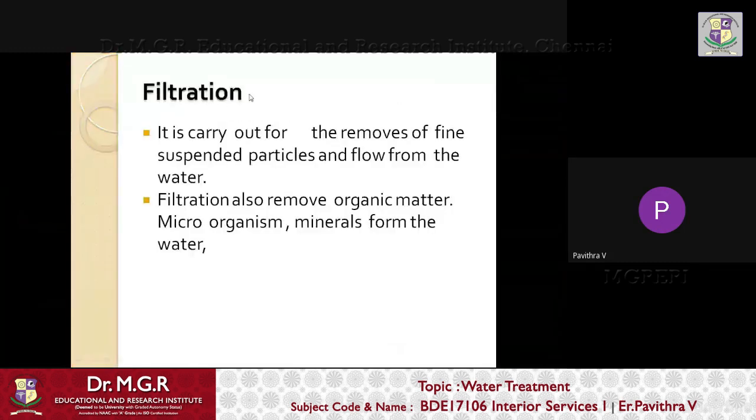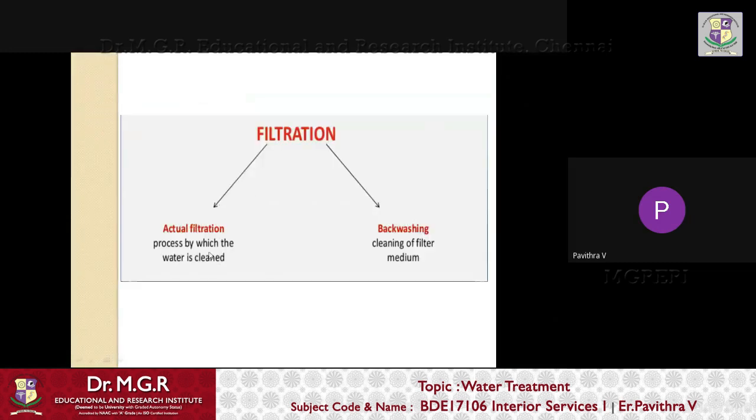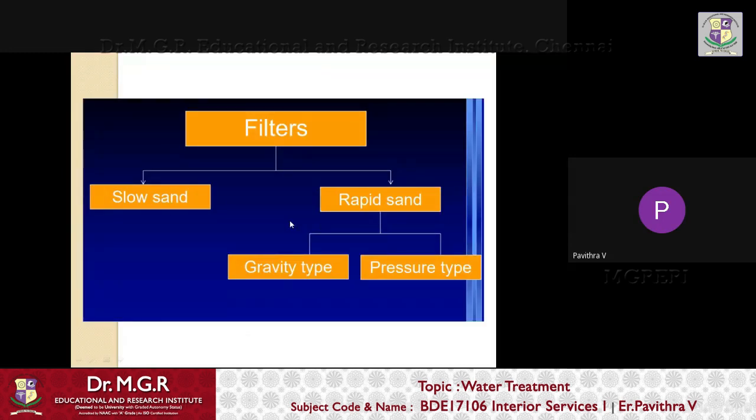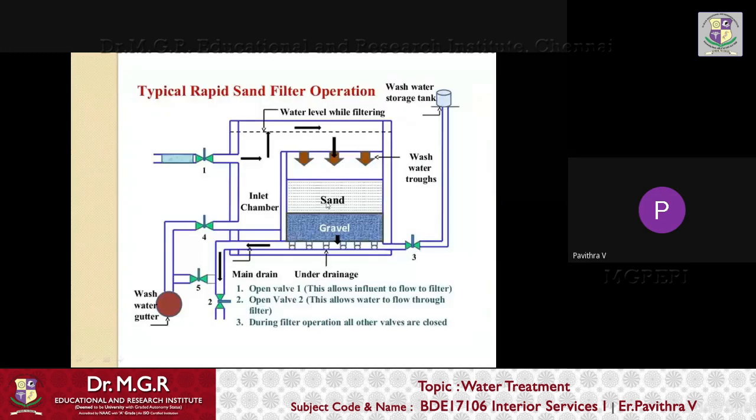Filtration is a process in which we remove all the suspended particles from the water. There are two different types of filtration: the slow sand filter and the rapid sand filter. The rapid sand filter is subdivided into gravity and pressure types. I hope everyone is clear with the content of filtration. I have also asked questions regarding filtration and backwashing, and many of you responded really well.